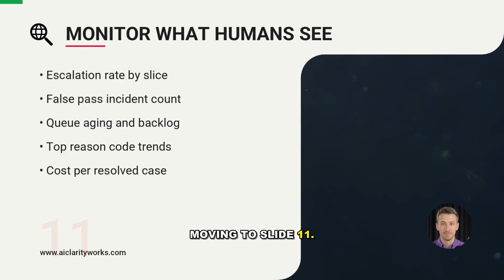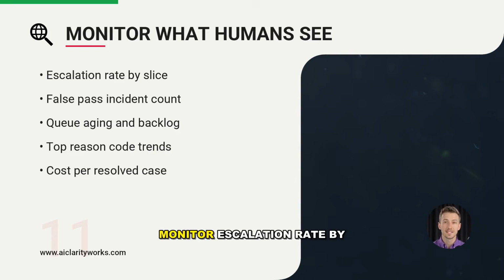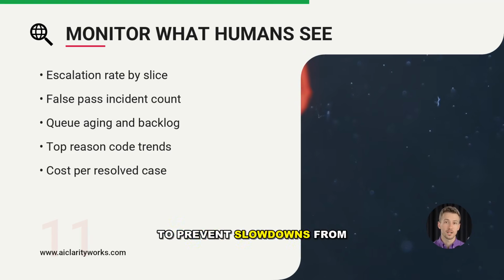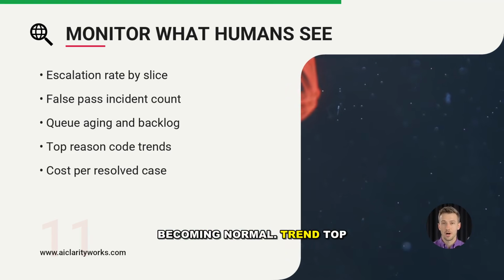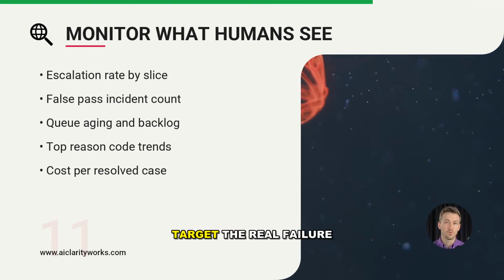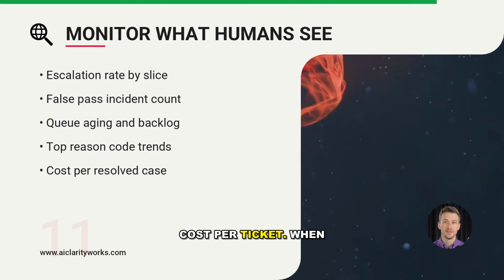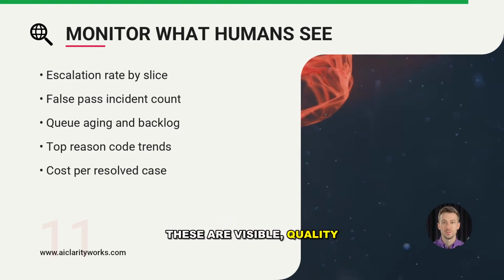Moving to slide 11. If your AI review system only tracks model accuracy, you will miss what humans actually feel. Monitor escalation rate by slice so you know which categories, teams, or vendors are triggering handoffs. Track false pass incidents because one quiet miss can erase trust. Watch queue aging and backlog to prevent slowdowns from becoming normal. Trend top reason codes so fixes target the real failure modes, and measure cost per resolved case, not cost per ticket. When these are visible, quality becomes controllable.